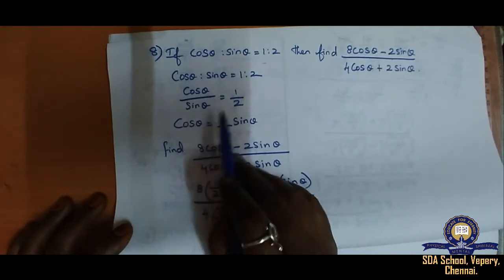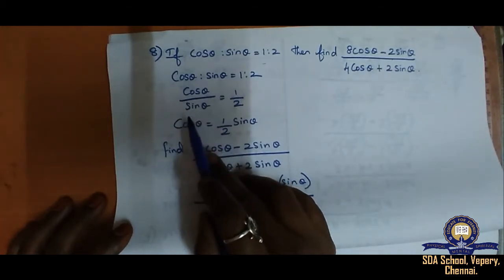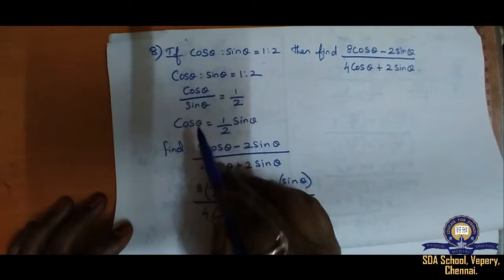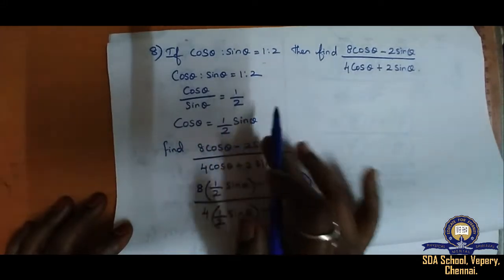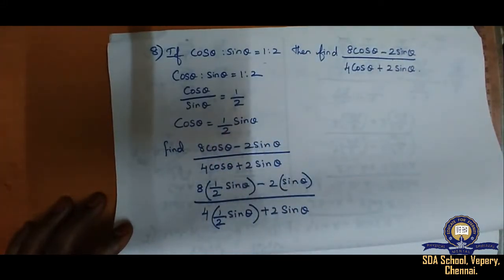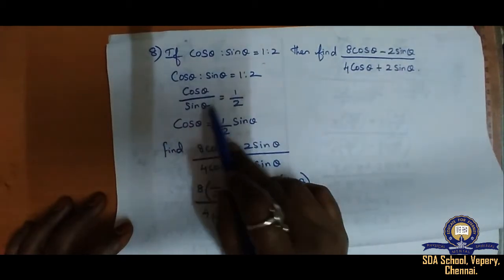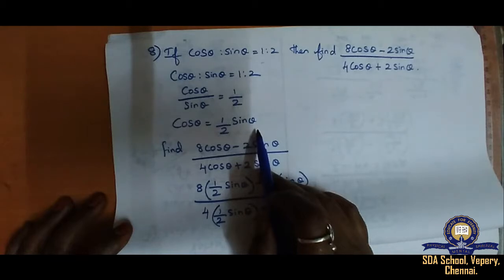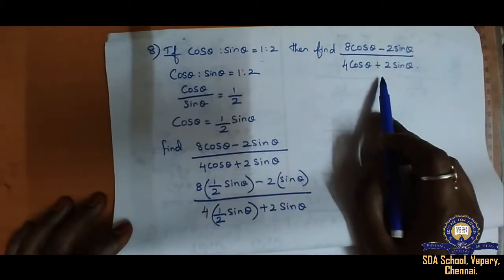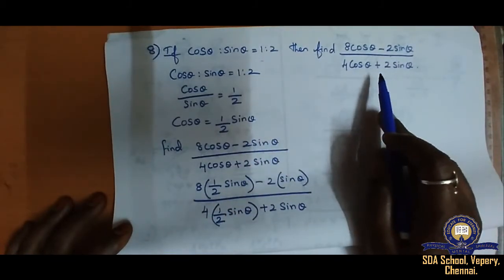So I can rewrite sin theta equal to 2 cos theta, or else cos theta equal to 1 by 2 sin theta. I prefer cos theta equal to 1 by 2 sin theta, if sin theta goes this side. Now I am going to substitute in the question.